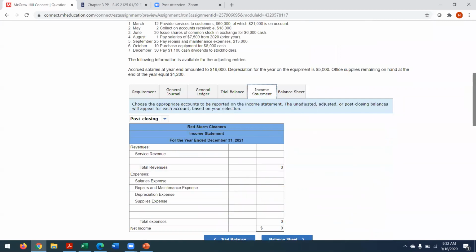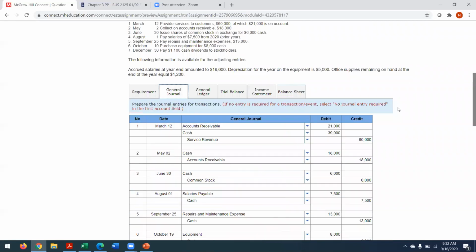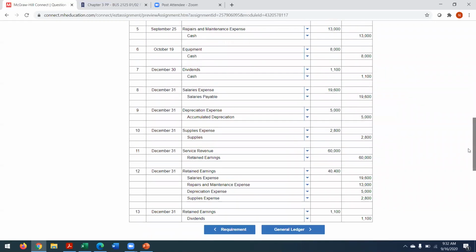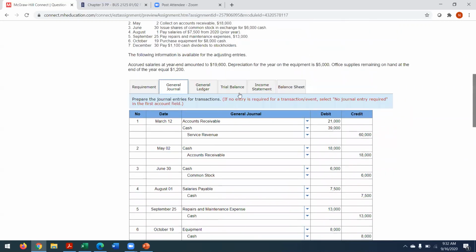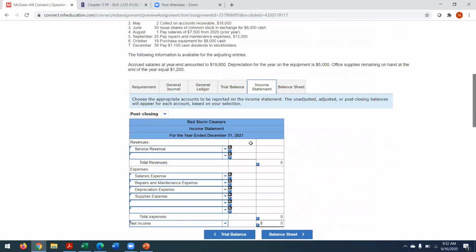Now, in my scenario, you see my income statement is zeros because my closing entries have already happened, so it doesn't show what the real income is. But the service revenue in your income statement should be 60,000. It's not going to let me do it, but it should be 60,000.